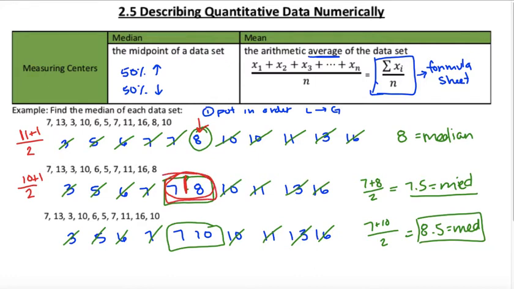Most of us are more comfortable with the cross off, but if we had a larger data set of 20 numbers and they're not already in numerical order, we might want to bring technology into that to help us. And I'll show you how to do that at the end here.